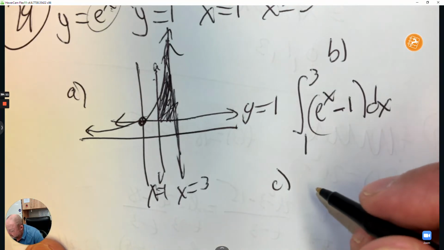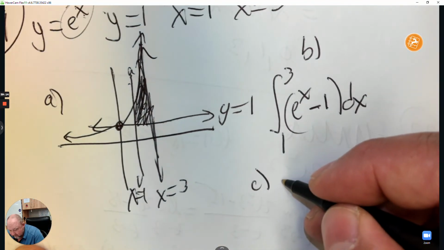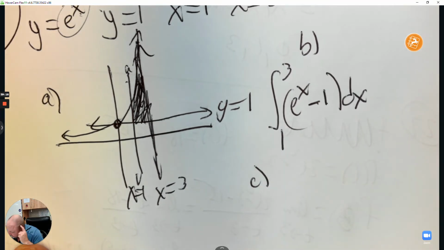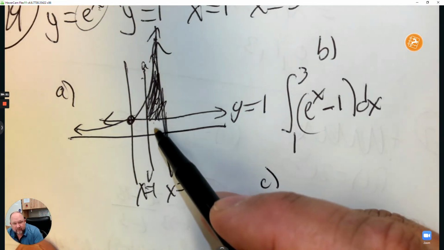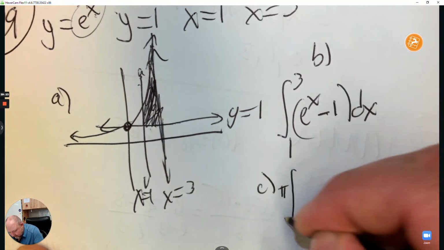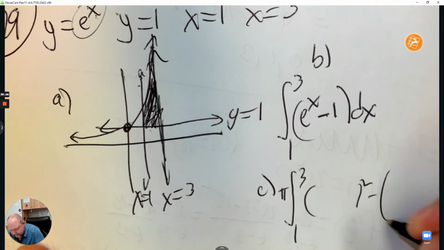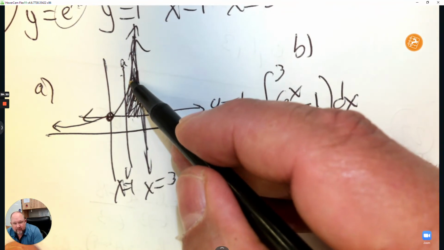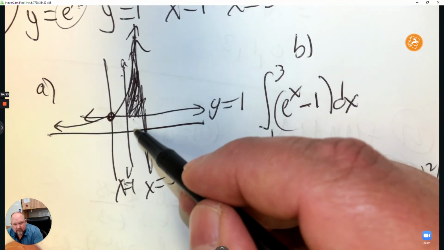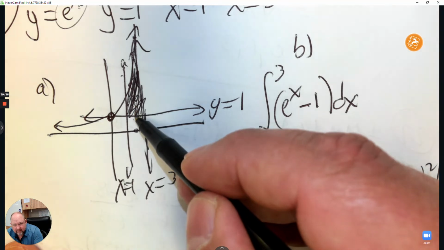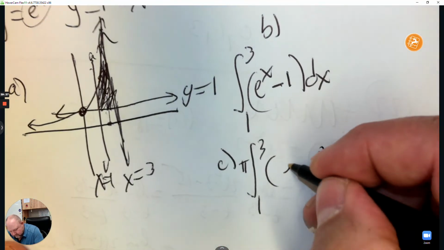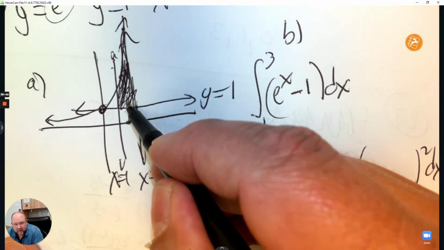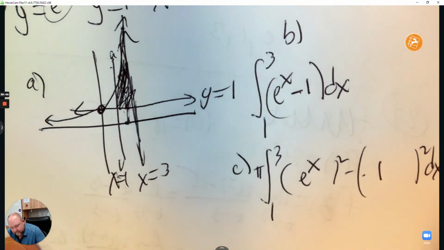C is the volume by revolving. The word revolving means it's going to be a circle or two circles. I'm going to revolve about the x-axis. Well, there's a space there, so it's going to be two circles. The first radius, the big radius, starts from here to here. So it's e to the x, take away 0. And then the small radius is here to here, which is 1, 1 take away 0.